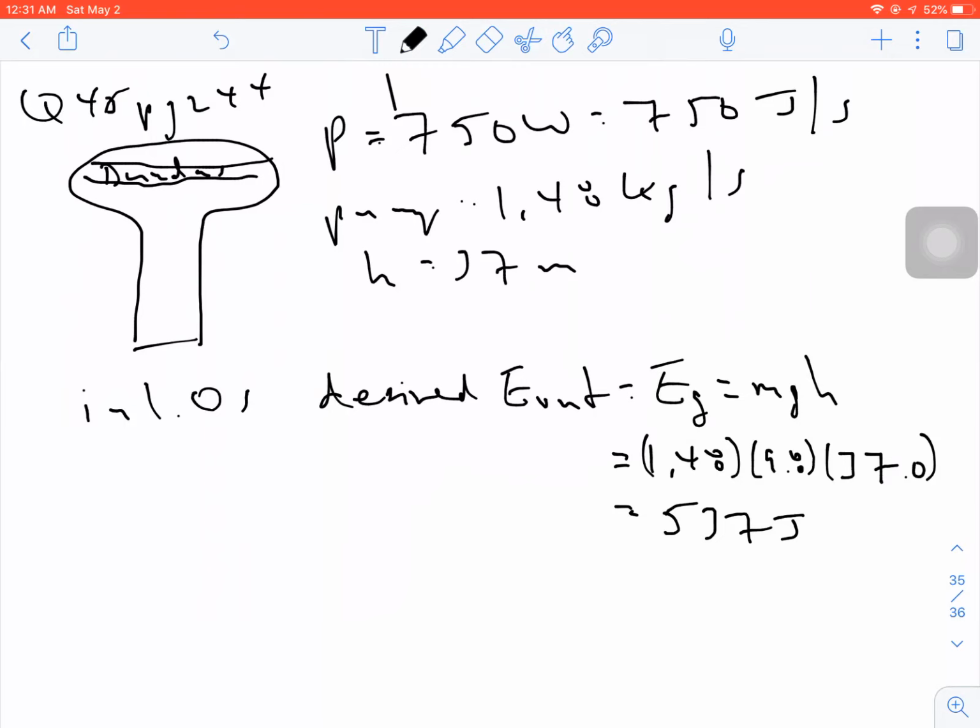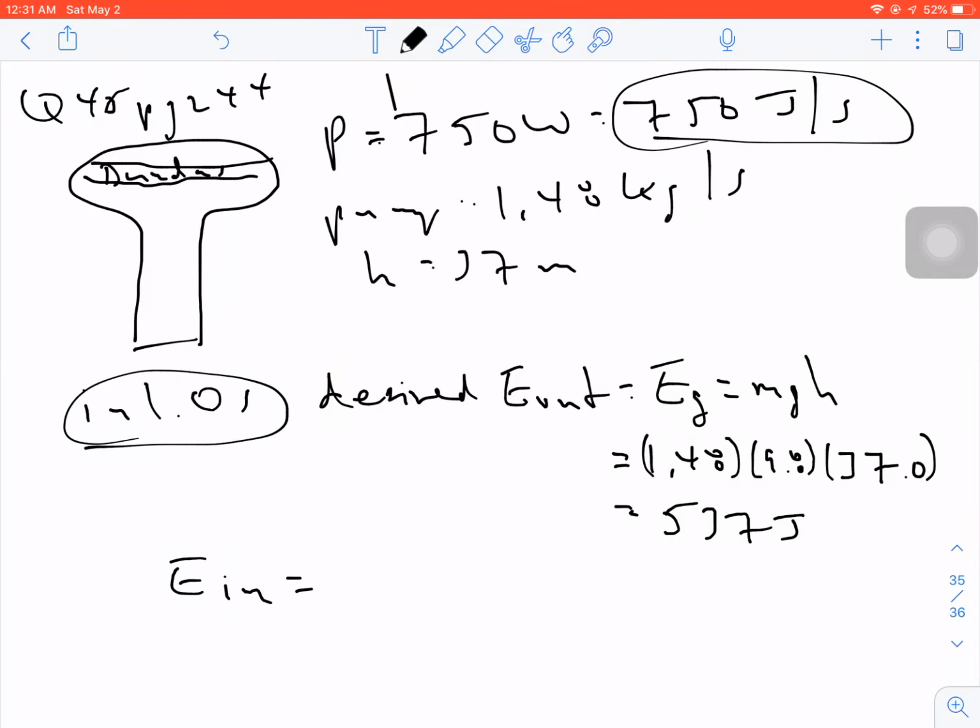Now if I say, what was the energy input? Well, the energy input, if the pump is using 750 joules per second, that means in that 1 second that it was running, I used 750 joules of input energy to move the water up the pump. Now I can also calculate that amount. I can say the energy in is equal to power times time, because remember, power equals energy over time. So the energy in is going to be my 750 watts times 1 second, which is 750 joules.